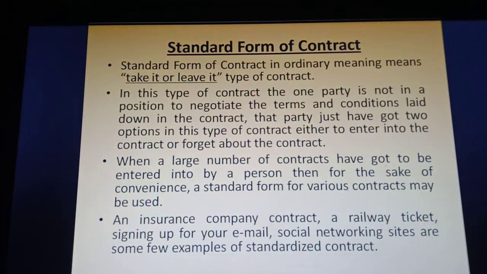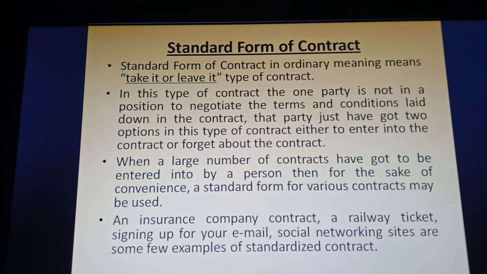So, standard form of contract in ordinary meaning means a take it or leave it type of contract. In this type of contract, one party is not in a position to negotiate the terms and conditions laid down in the contract. That party just has two options in this type of contract, either to enter into the contract or forget about the contract.